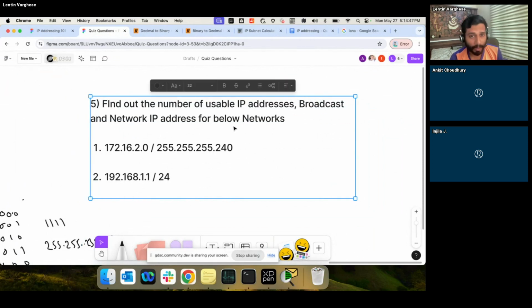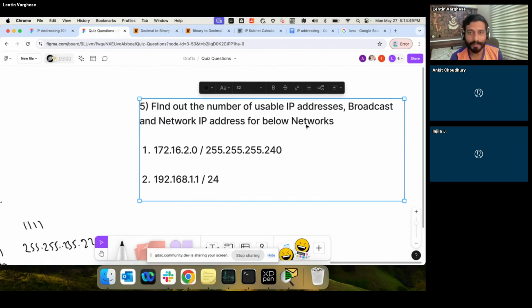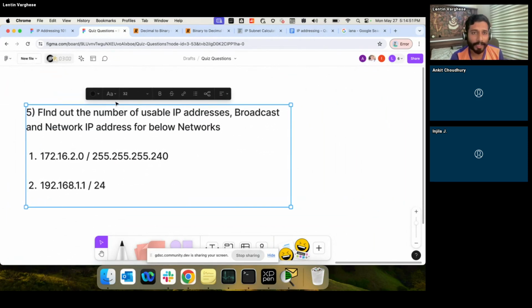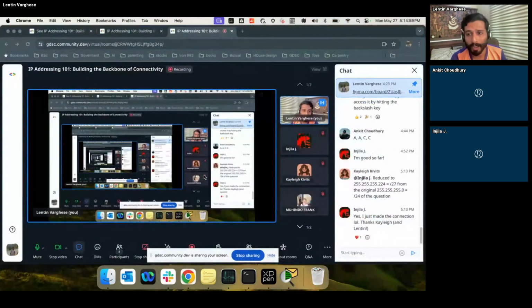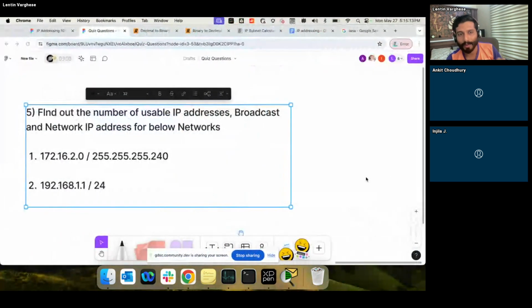I have one more question for you guys. Find out the number of usable IP addresses, broadcast and network IP address for the below network. Now, I want to ask one last time. Hopefully, you guys got it. Do you guys still have any question? We good with the subnetting? Okay. All right. Let's move forward.